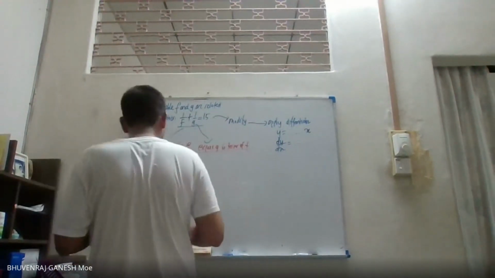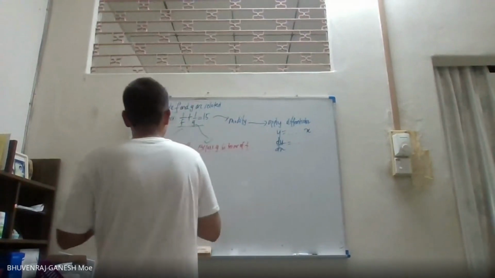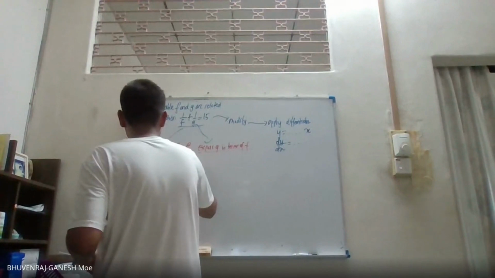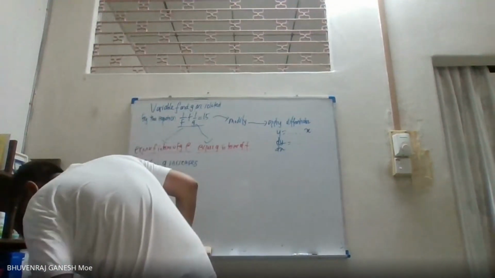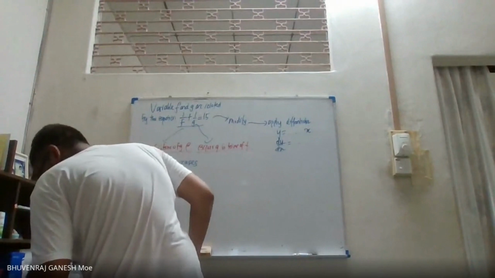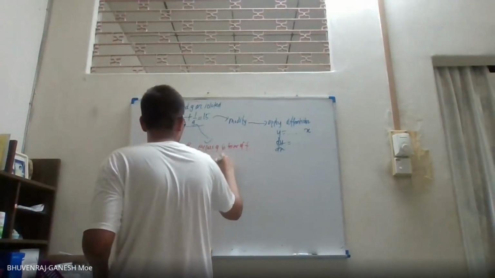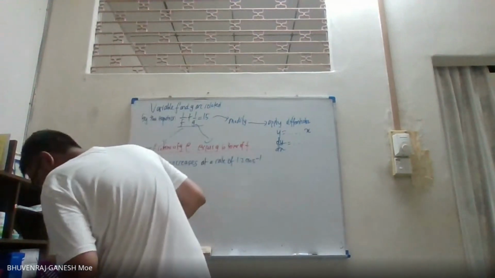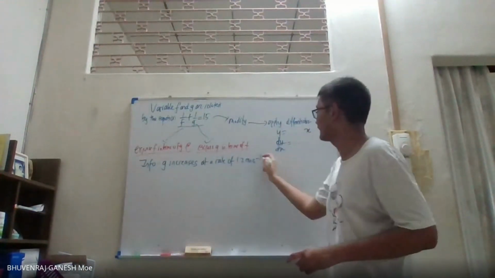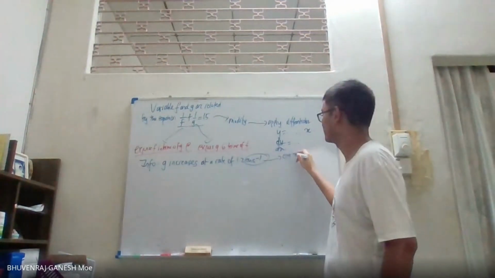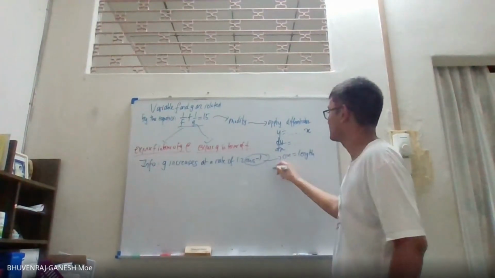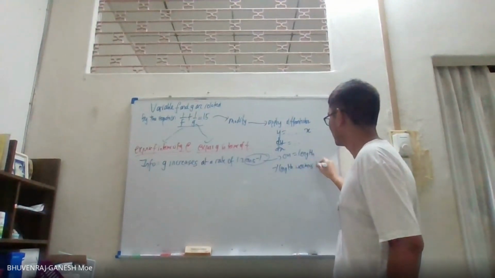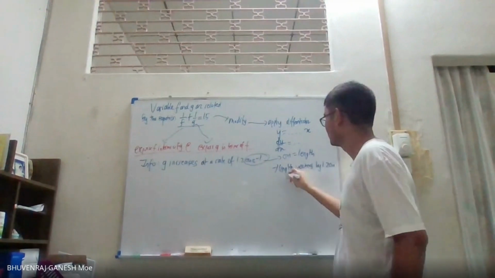So they gave some info here. You must always see the info. G increases at a rate of 1.2 cm per second. So this is the unit. It means it's something like a length. Cm is length, right? So they're actually trying to tell you that the length increases by 1.2 cm in 1 second.